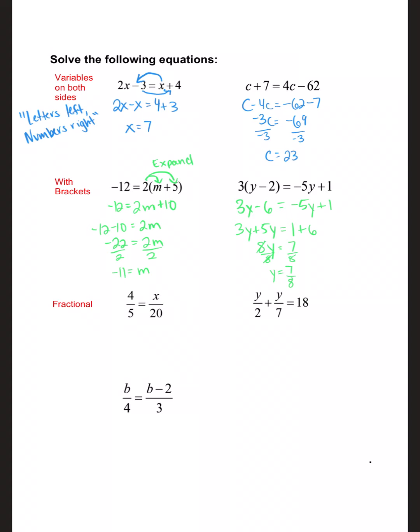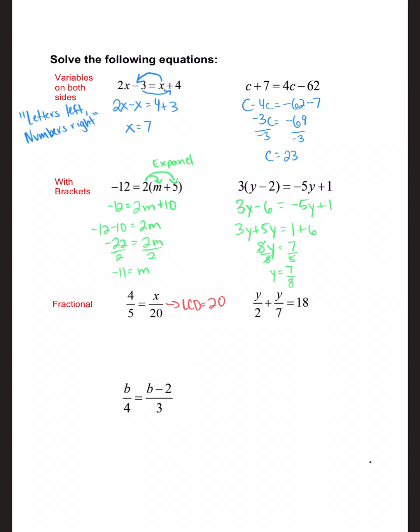Okay, the last type of equation we're going to look at today is any type of fractional equations where we're trying to solve or find the root of the equation. So when we have our fractions, again, we're going to try to get rid of the fraction part by identifying what the lowest common multiple is, or lowest common denominator is, and then multiplying everything by that. So this first equation we have here, we have 4/5 equals x over 20. So our lowest common denominator is going to be 20. So we're going to multiply everything by 20.